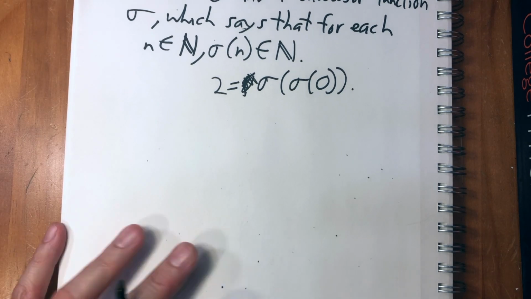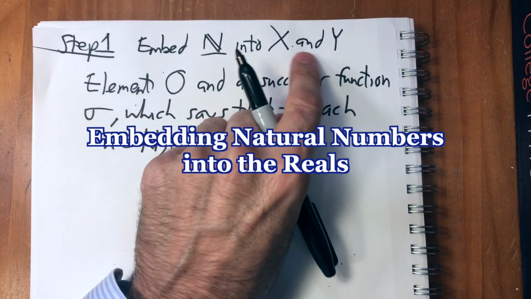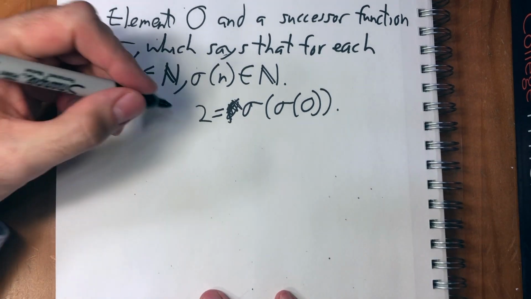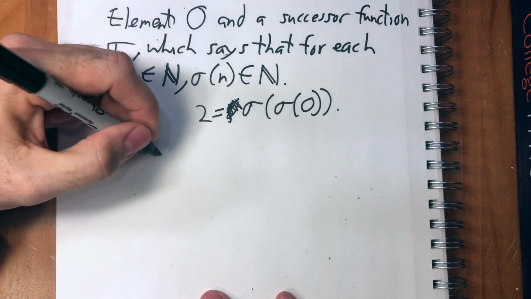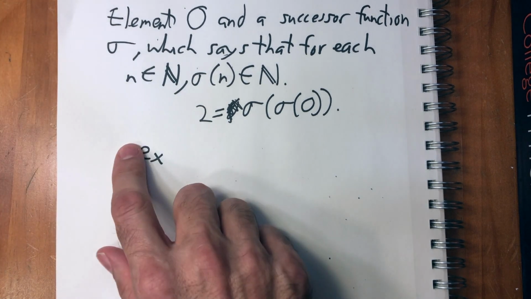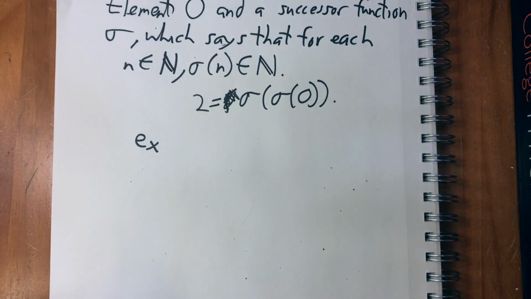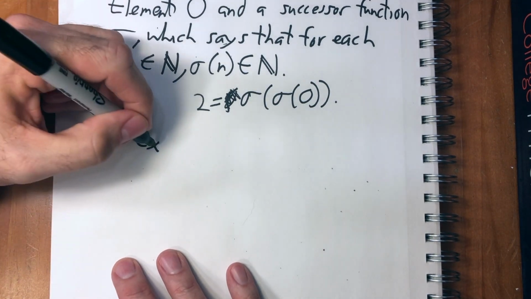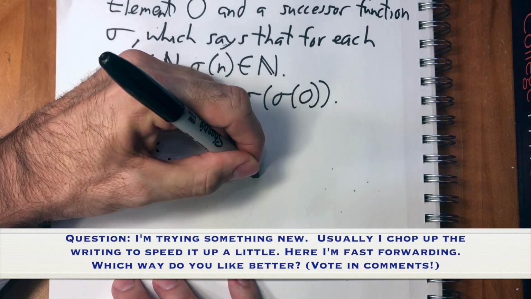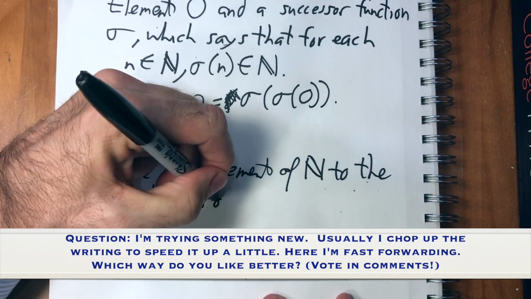So the next thing we have to do is embed these numbers into X and Y, and that can be done in a very natural way. Throughout this, the embedding will be a function that we call e. There's one to embed them into X and another one to embed them into Y. The first thing is we send the least element of the naturals to the 0 elements of X and Y.